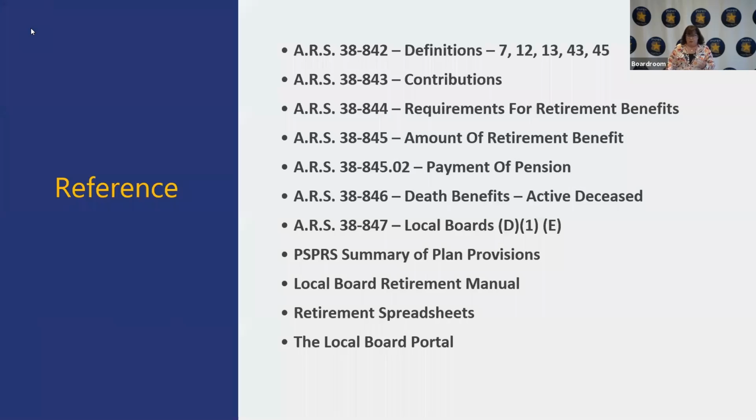So first, I want to show you the references that we're going with regarding a retirement calculation, the terms that we use, and other resources, which are the summary of plan provisions, the local board retirement manual, retirement spreadsheets, and the local board portal. This is information and places that you can go to find out about the calculations and the different types of benefits.